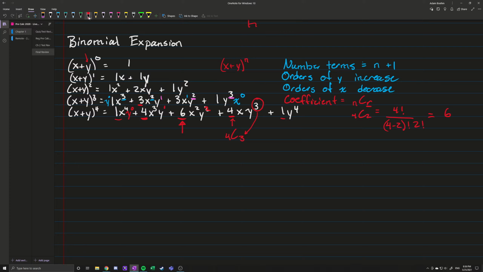All right, so let me get an example. Right, we need to keep in mind all of this stuff, right? So the number of terms is n plus 1, the order of y increases, the order of x decreases, and then how to find those coefficients. So let me make an example here real quick.